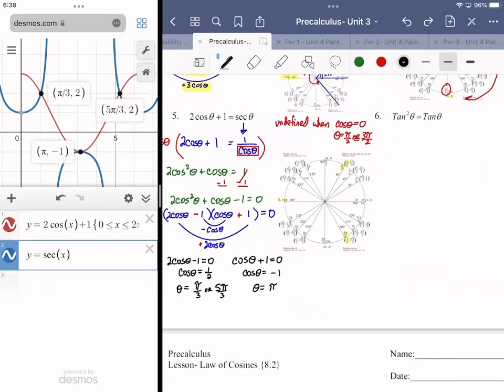The last one on this page, tangent squared is equal to tangent. So it's quadratic because it's got a power of 2. I'm going to subtract off the tangent of theta. So tangent squared theta minus tangent theta is equal to 0. But we have a GCF here. We have a common tangent that can be factored out.